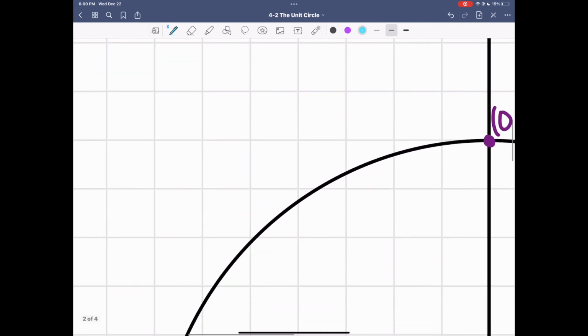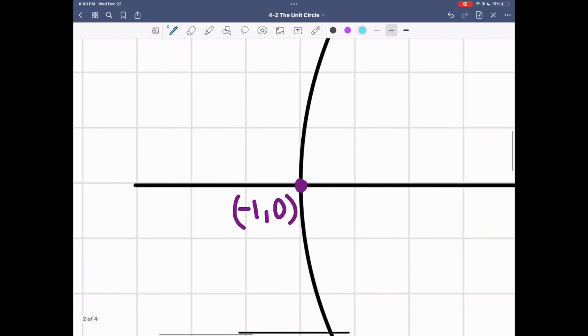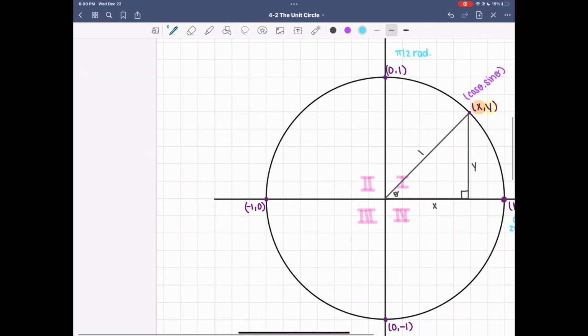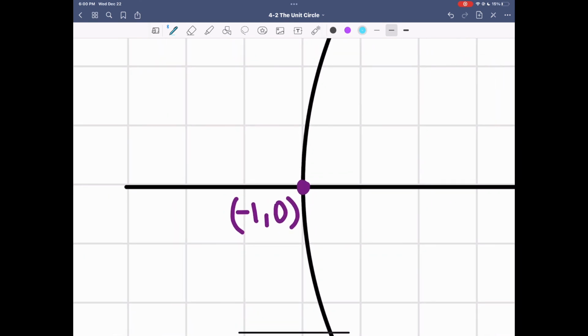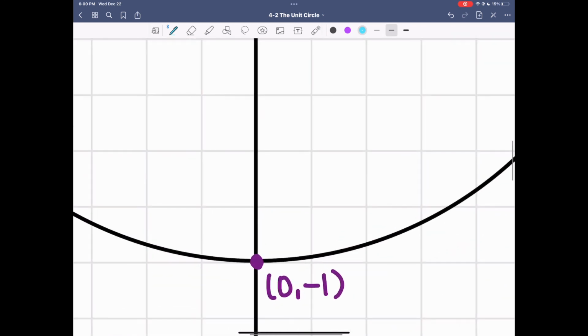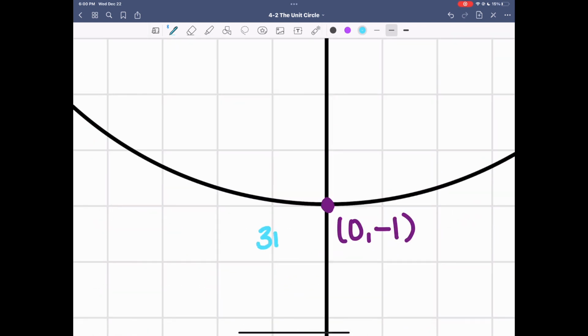This point would equal 180 degrees, and you could see that because we're going halfway around the circle, which is 360 degrees, and converting that would equal pi radians. And then this last point over here is at 270 degrees, and converting that equals 3 pi over 2 radians.